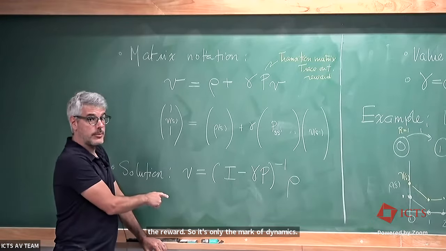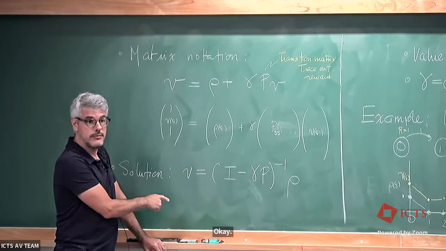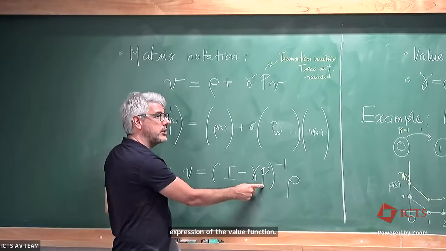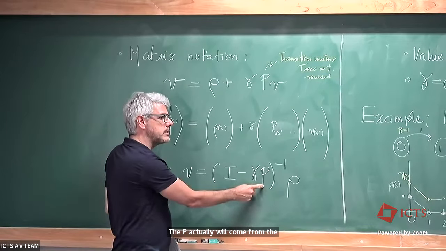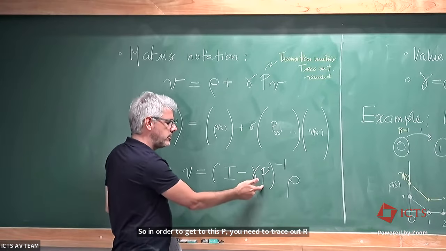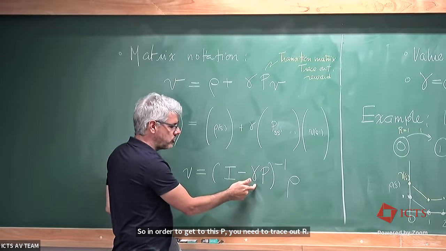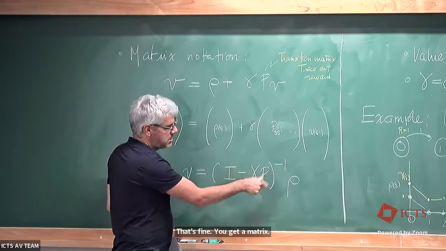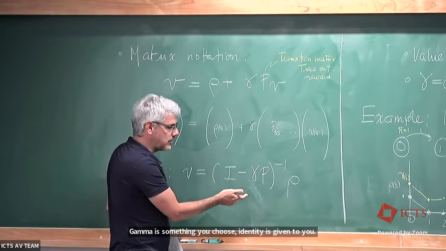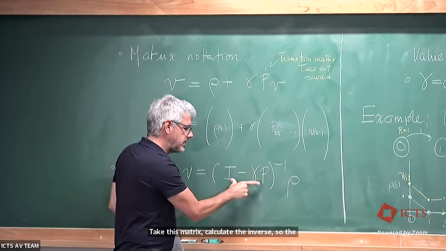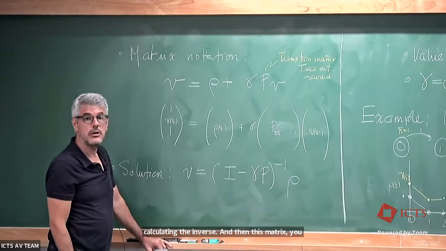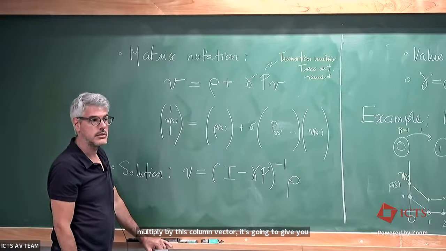This is useful now because we have an explicit expression of the value function. The P actually will come from the specification of the Markov reward process. So in order to get to this P, you need to trace out R. That's fine. You get a matrix. Gamma is something you choose. Identity is given to you. Take this matrix, calculate the inverse. So the complexity of the solution is just the complexity of calculating the inverse. And then this matrix, you multiply by this column vector. It's going to give you a column vector corresponding to the value function of all the states.